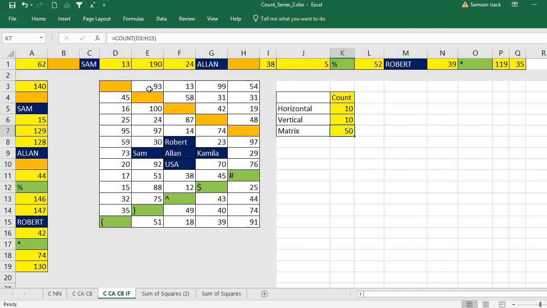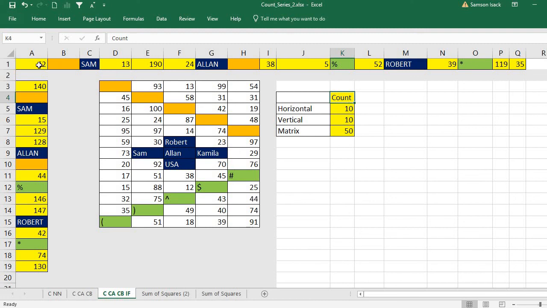Let's check it. 5 blanks are there and 5 texts are there, so 10, plus 5 special characters, so 15 non-numeric values are there. Total cells is 65 minus 15, which is 50, so it brings the 50.